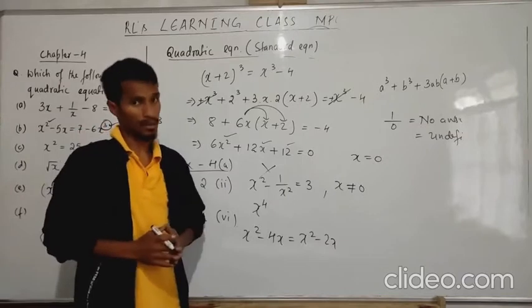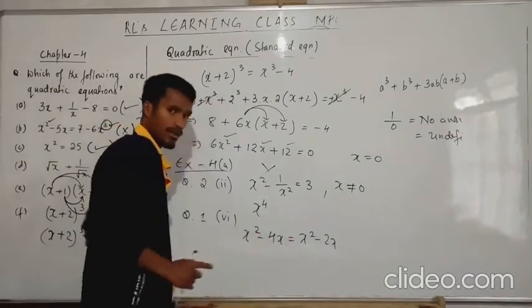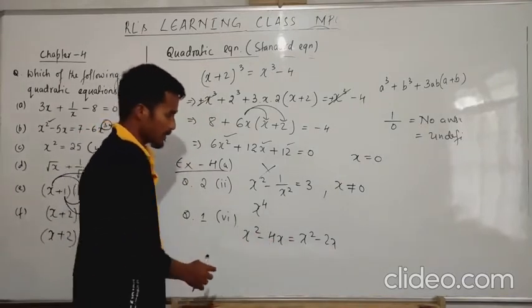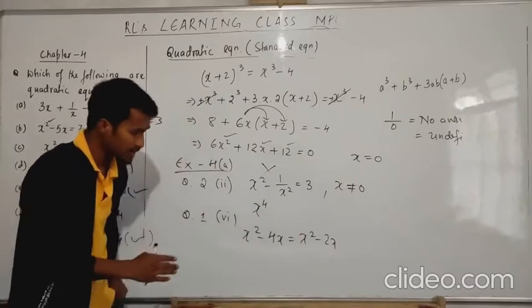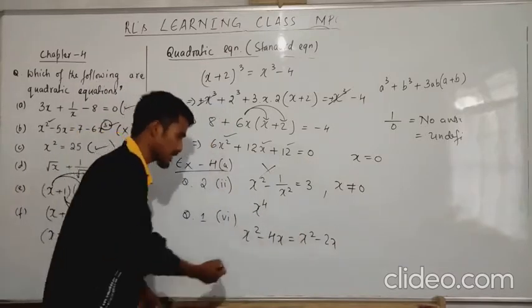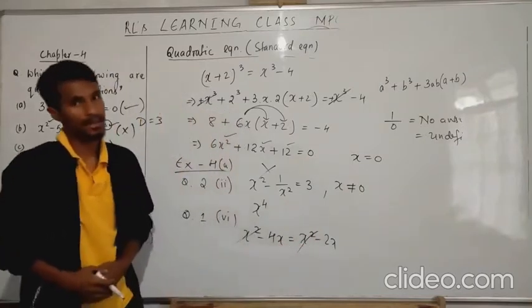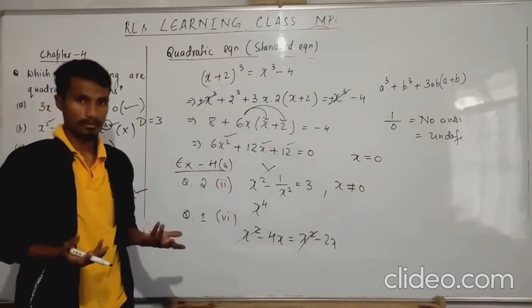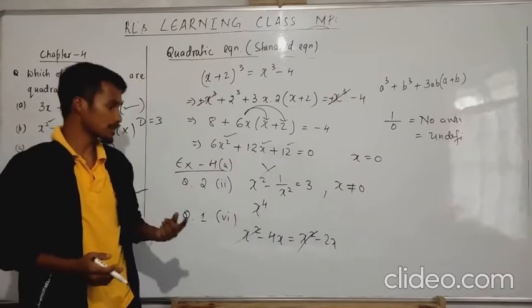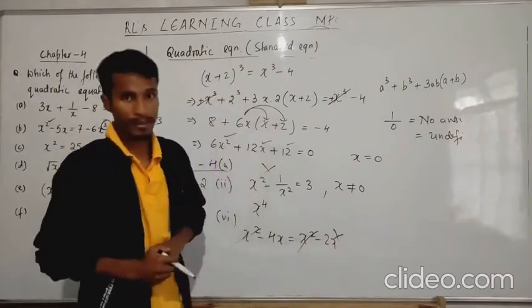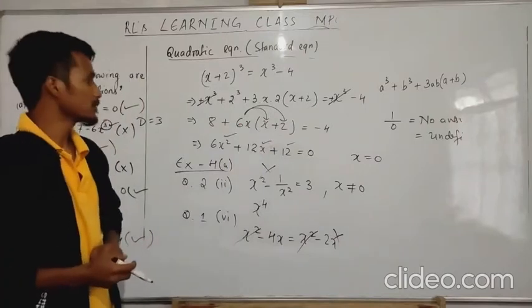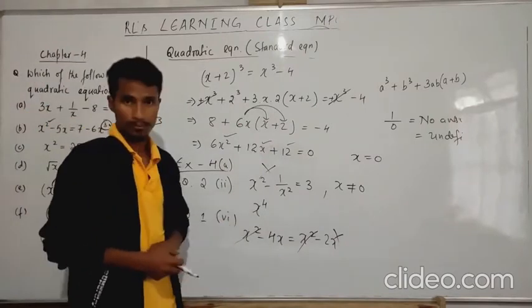But no, this is not a quadratic equation, because here is also x squared and here also x squared. This is plus and here also plus. Now, if I take this to the other side, it changes to minus, then x squared and x squared get cancelled. Then there is no more x to the power 2. The degree is reduced to 1, right? Then this is not a quadratic equation, because for a quadratic equation we need x to the power 2.